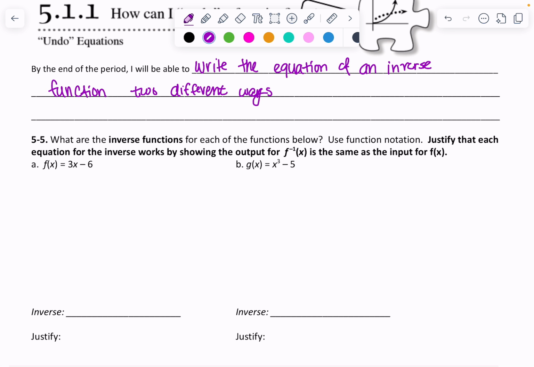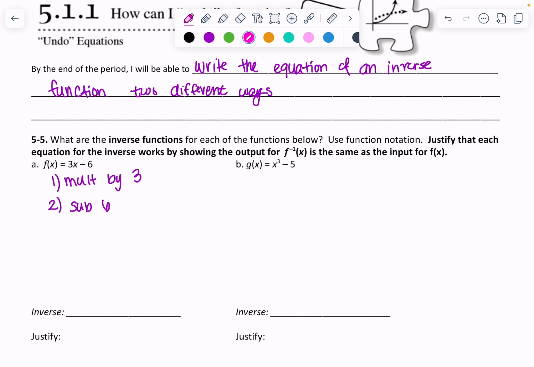So the first thing we're doing is thinking about what things are happening to x in our original function, right? The first thing that's happening to x according to PEMDAS is that x is being multiplied by 3. And then the second thing that's happening once we do that is we would subtract 6, right? An inverse function works by taking that output, whatever we would have gotten, sucking it back up into that function machine, and spitting out that original input.